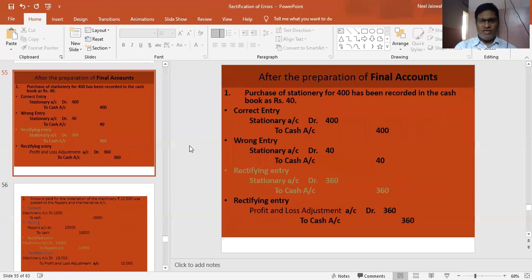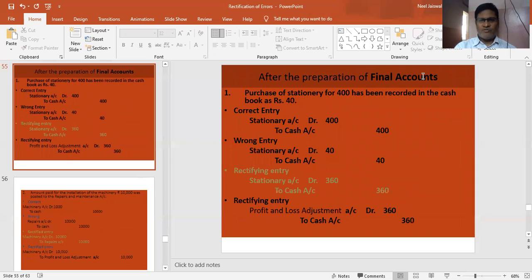So the first entry is purchase of stationery for rupees 400 recorded in the cash book as rupees 40. Purchase of stationery of 400 has been recorded in the cash book as rupees 40. My correct entry is stationery to cash 400. My wrong entry is stationery to cash 40, because I have recorded 40 only. Recorded means not posted, recorded means journal entry. Journal entry I have done stationery to cash 40. How much is left? Deficiency 360.